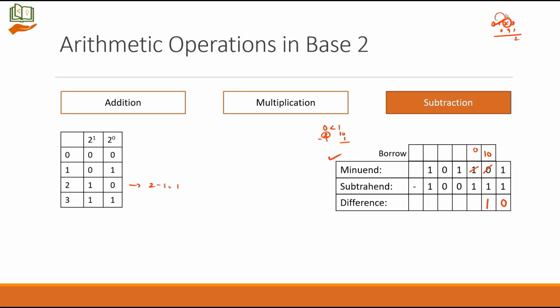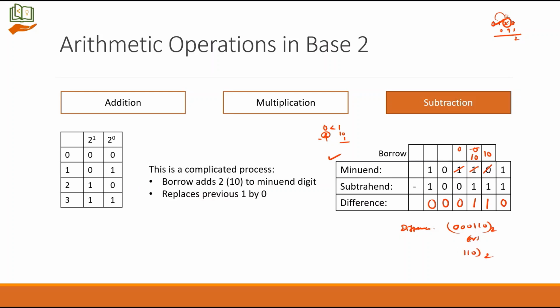Now move to the third digit. Now you have 0 minus 1. What should you do? You should again take a borrow and make this as 10. So what is 10 minus 1? It is 1 again. Now 0 minus 0 is 0. Then 0 minus 0 is 0. 1 minus 1 is also 0. The difference will be, you can either write it like this or you can leave out the zeros preceding the 1. You can also mention this way.